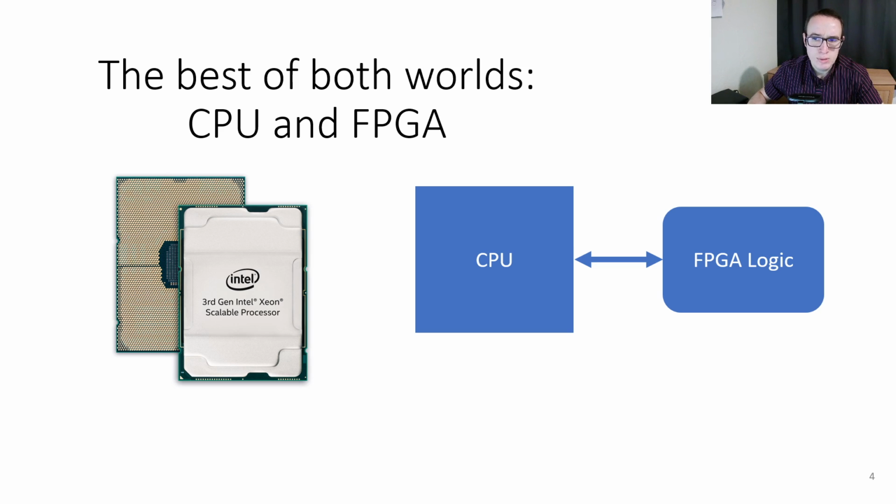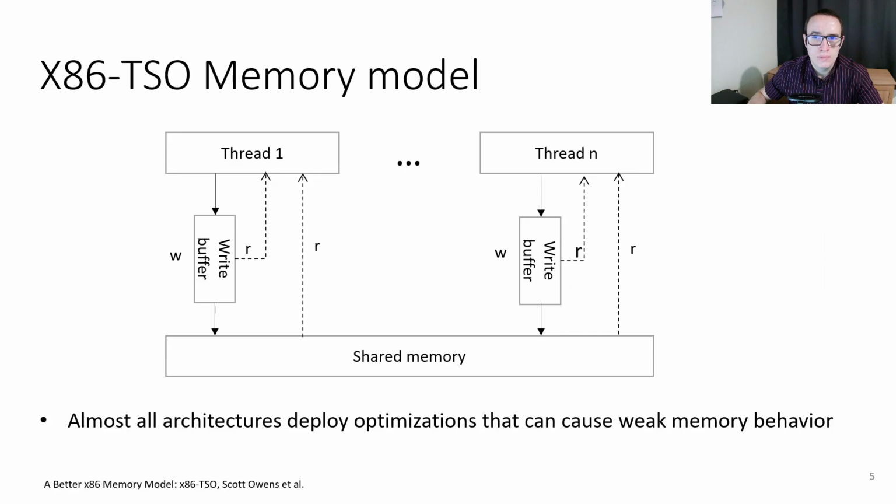Our work aims to answer fundamental questions about how to reason about programs that are split between the CPU and the FPGA. So we know that all architectures deploy some sort of optimization, which can cause weak memory behaviors. One such optimization is present in x86 architectures, where we have a write buffer between the CPU thread and the shared memory. In this case, the thread can read from the main memory or from its own write buffer.